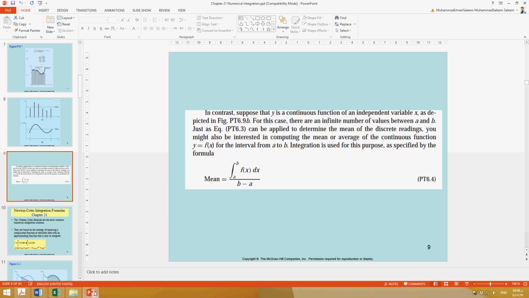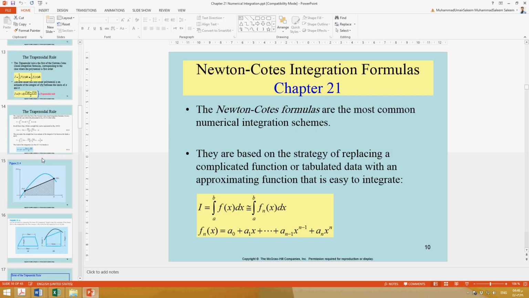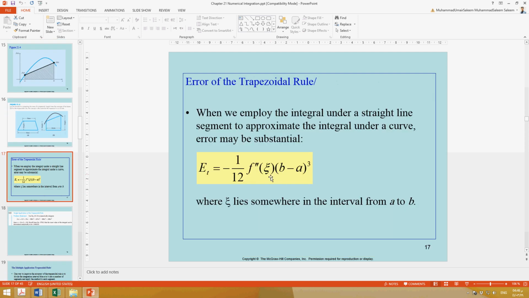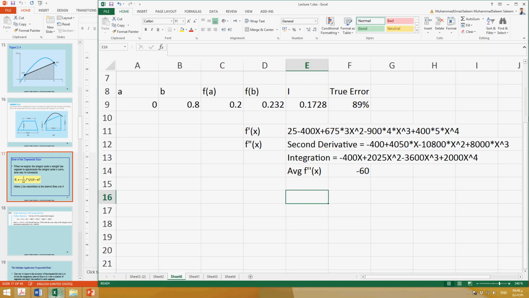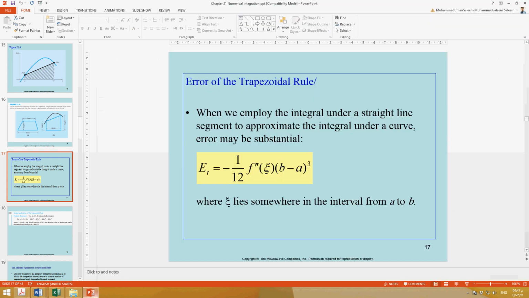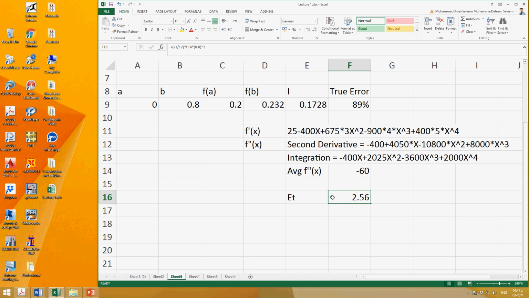Now we can find the error because of this trapezoidal rule, and this error is the second derivative multiplied by the interval b minus a cubed divided by 12. So let's find out the ET, the truncation error. It will be equal to minus 1 over 12 multiplied by the second derivative multiplied by b minus a, which is actually 0.8 cubed. So let me check here. Yes, b minus a cubed, and this is the truncation error.